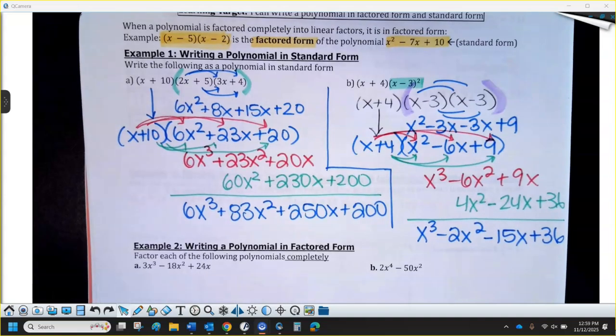Standard form just means you're going to get rid of the parentheses and multiply everything out. Okay, is anybody having a question? Okay, that's factored form to standard form. Now we're going to go backwards.